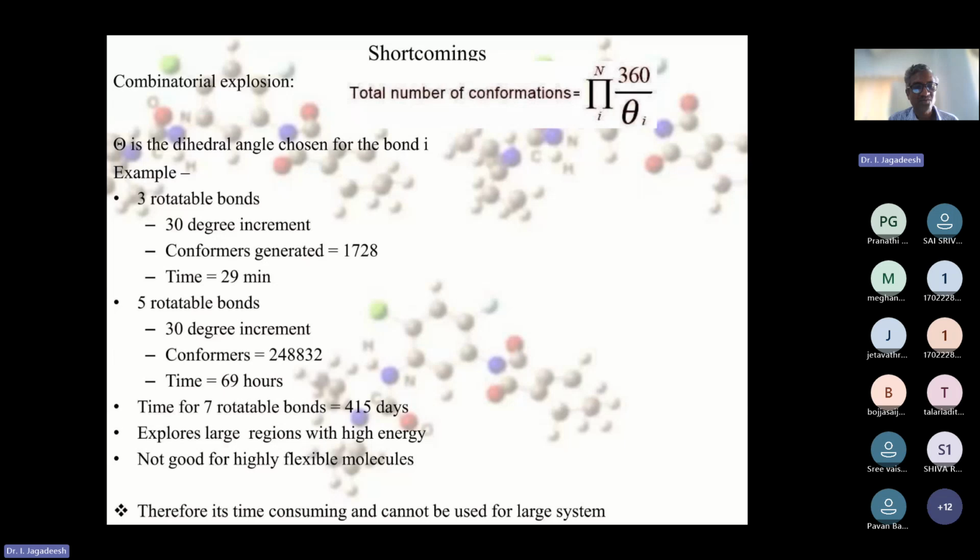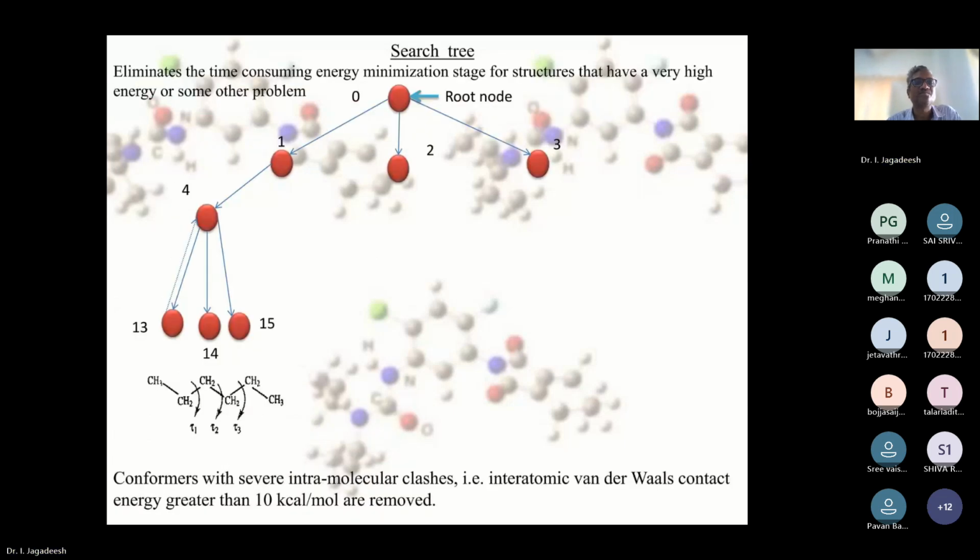Therefore, it is time consuming and cannot be used for a large system where we have a ligand complex in nature. That is the one which we need to see. The second one is search tree.